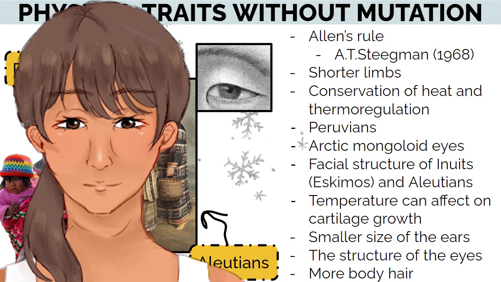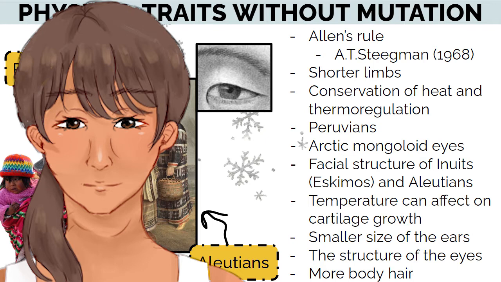The most likely explanation for the application of Allen's rule is that the temperature can directly affect the growth of cartilage, providing a possible biological explanation for this rule. And that's why we probably feel that people in the Arctic have shorter limbs as well.